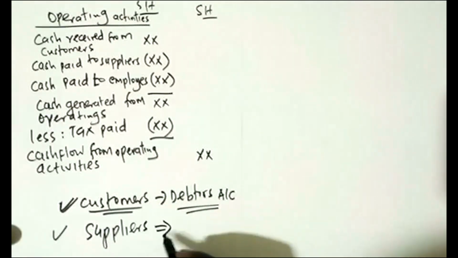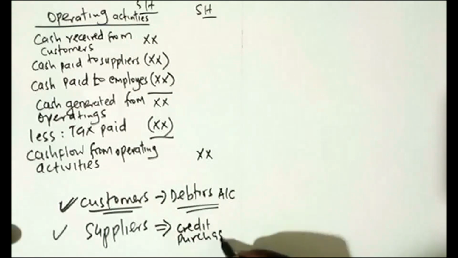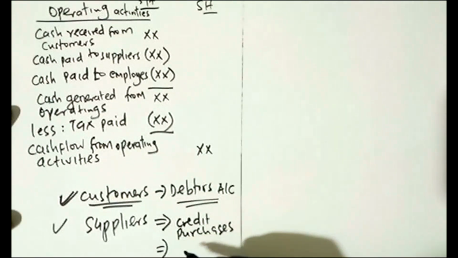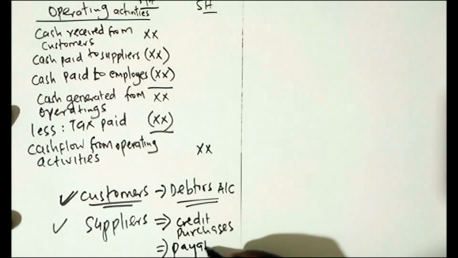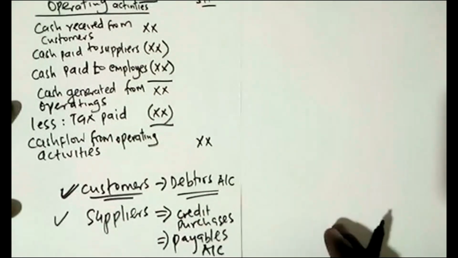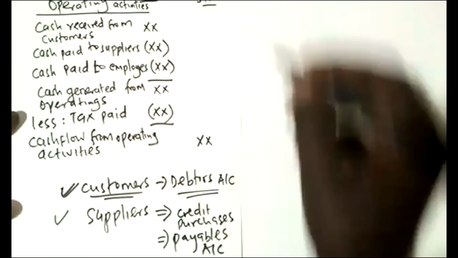So the first thing you do is you determine credit purchases. After determining your credit purchases, you prepare which account? The creditors account, which is a payables account. You prepare the payables account, which is the creditors account.